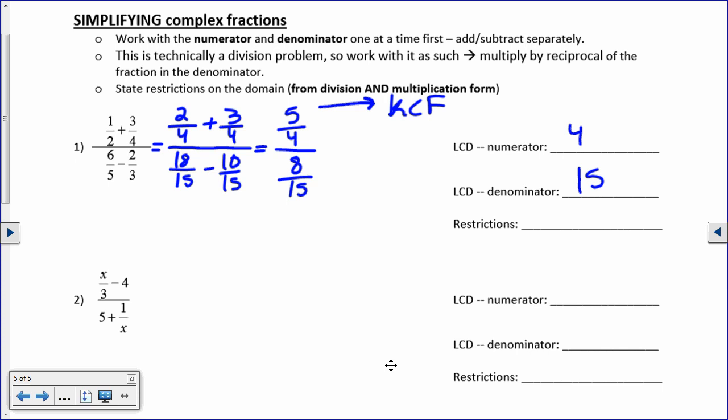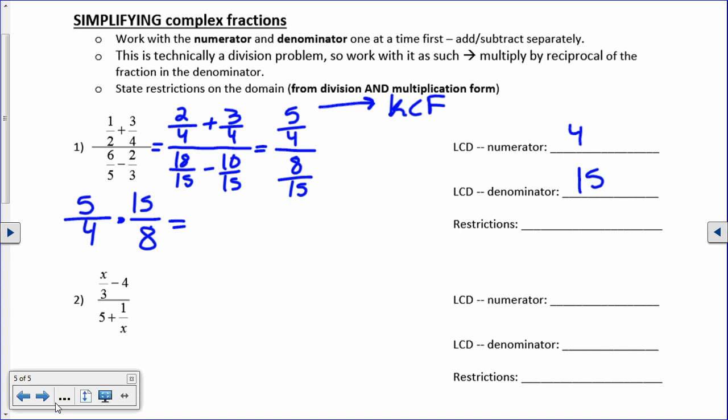So what am I going to keep? I'm going to keep the first fraction. What do I change? Change to multiplication, and then what do I flip? Only the second fraction. Yes. Once you have this, it should look a little bit more familiar. This is what we practiced on day 4. Now I need to multiply these.